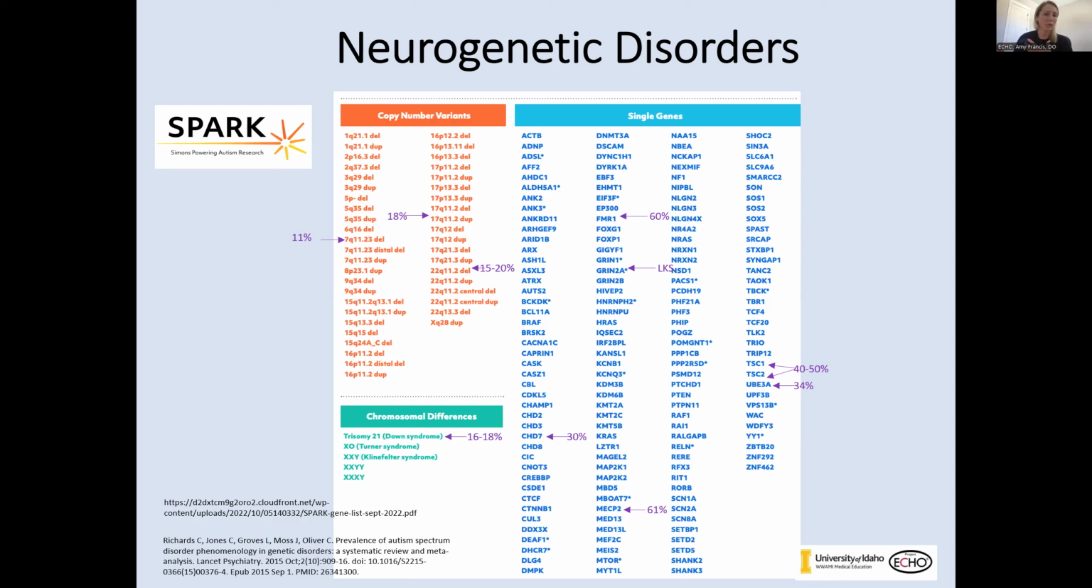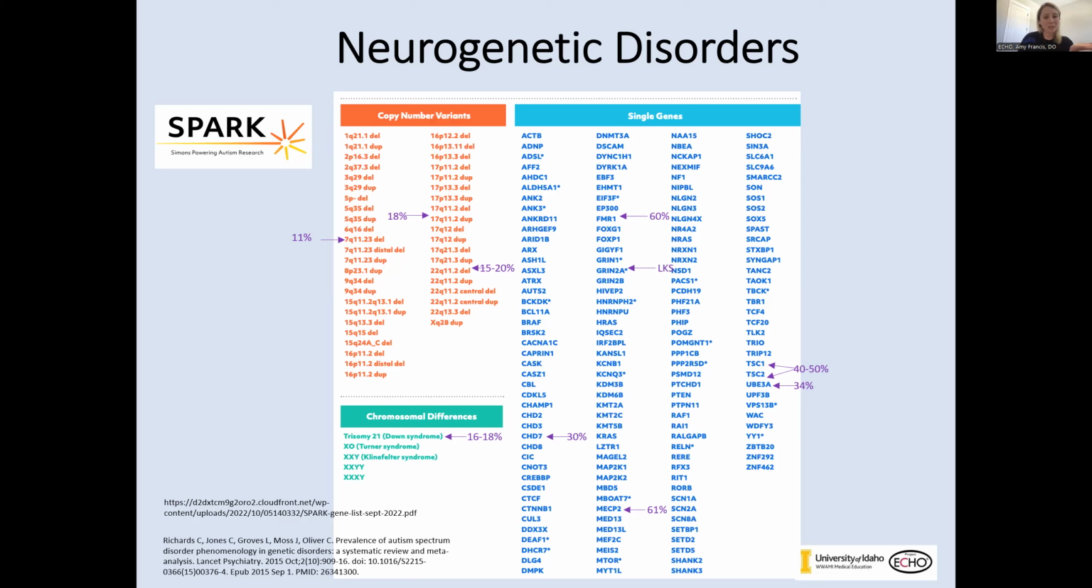So in the orange, we have all the copy number variants. 11% of children with Williams syndrome, so that's the 7q, will also meet criteria for autism. 17q11.2 is associated with neurofibromatosis 1. And then the 22q11 DiGeorge is also associated with autism. So these are the more common ones that are going to pop up and that you will likely see in your clinic. Chromosomal differences. Children with Down syndrome often will demonstrate autistic features, but about 16 to 18% of them will meet the criteria as well as a co-occurring diagnosis.